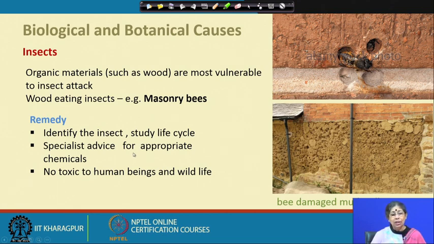This is very important: if we need to use chemicals, it is not a matter of going to a market and buying any chemical, because we are dealing with a very sensitive fabric. We must be very aware of what we are using and what its effect or impact can be on the historic fabric. Sometimes it is very tempting to use toxic materials available in the market, but we must understand that they can be damaging to human life and to wildlife.